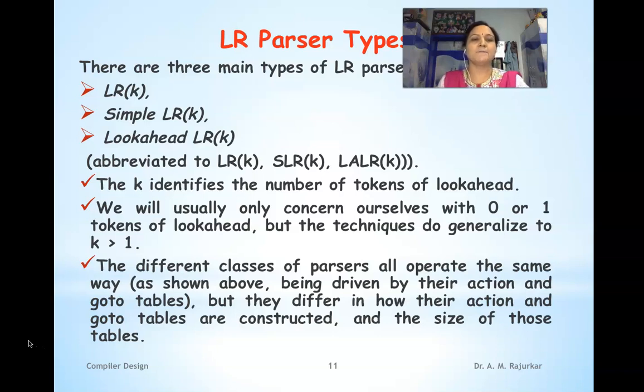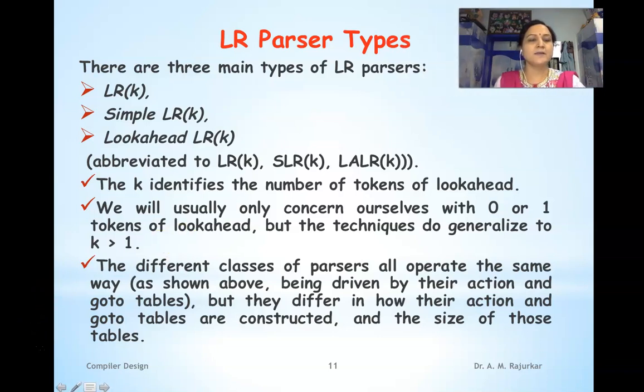There are mainly three types of LR parsers. First one is LR(k), then simple LR(k), and third one is the look-ahead LR(k). Those are abbreviated as LR(k), SLR(k), LALR(k). Here what is k? k is the look ahead.